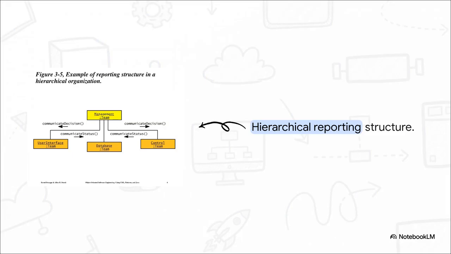First up is the traditional hierarchy, and honestly, this perfectly illustrates the classic corporate bottleneck. Notice how the user interface, database, and control teams are totally siloed down at the bottom. If the database team needs to coordinate with the UI team, there is literally no direct line. All status reports have to flow vertically up to management, who then processes it and sends decisions back down. It's very orderly, sure, but it is incredibly slow and a total magnet for miscommunication.